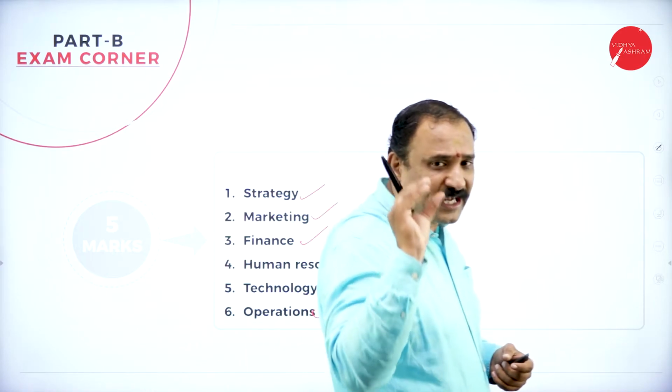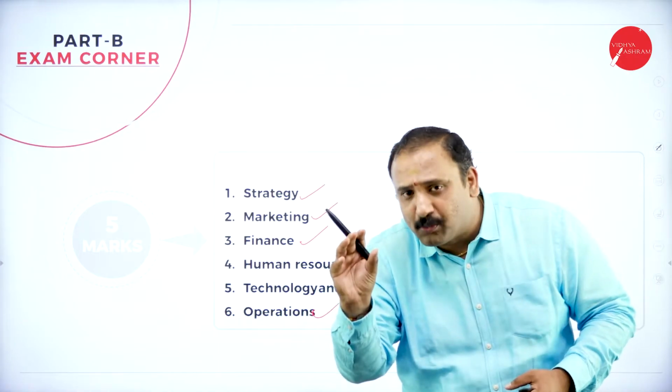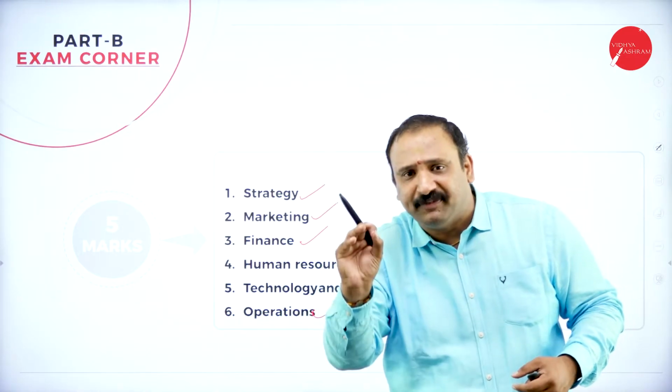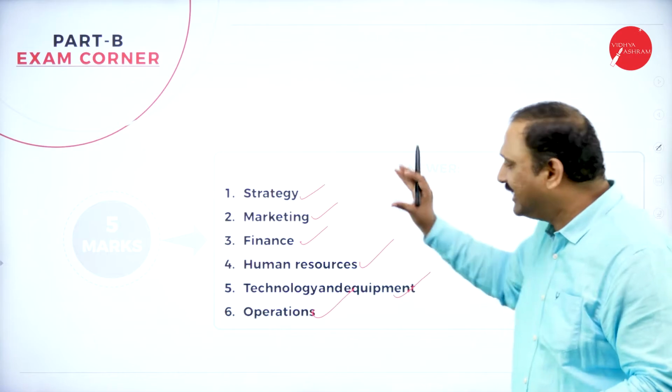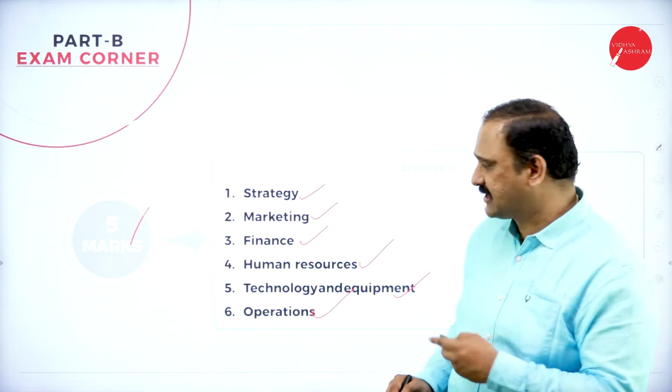So when you take up all the 6 departments, highlight them one by one, and explain each and everything with an example, then the answer becomes complete and you will be able to score these 5 marks.